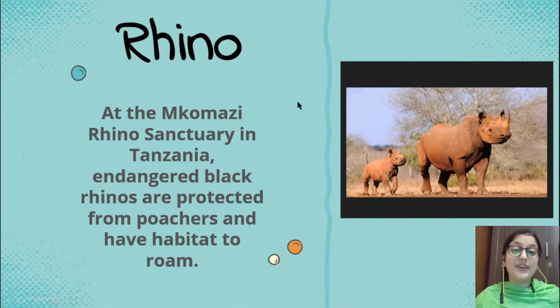Now moving on, the rhino. The rhinos are in Tanzania. These are the endangered black rhinos, and they're protected from the poachers. You see, in the national parks, wildlife sanctuaries, etc., the animals kept there are protected, okay? And protected animals cannot be poached. So why are rhinos poached? Anybody has any idea? Okay, so think about it. They have a horn, just like the elephants. These rhinos have a horn.